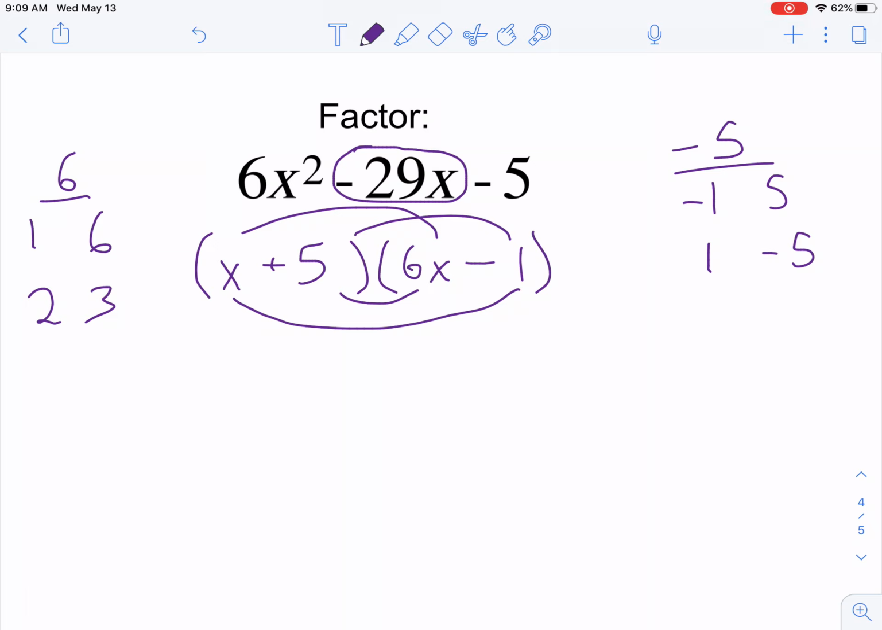So 5 times 6x is 30x. X times negative 1x is just negative x. This gives me a positive 29x. Notice that on the original equation, it's negative 29x, not positive 29x. And so I need to do one more thing here to make that a negative. I need to change these signs around, because now when I do that, this gives me a negative 30x, this gives me a positive 1x, which gives me the negative 29x I'm looking for.